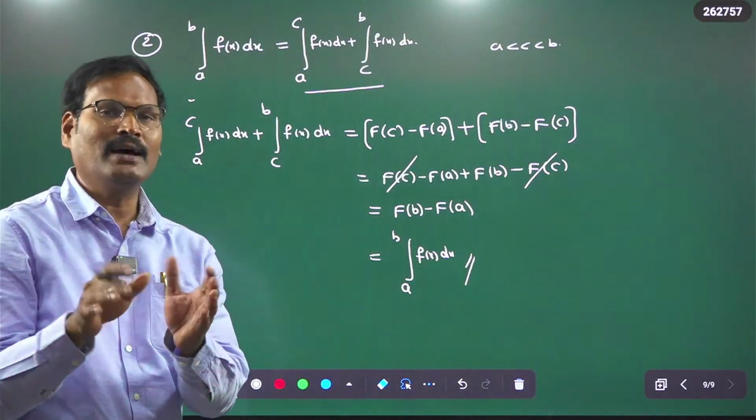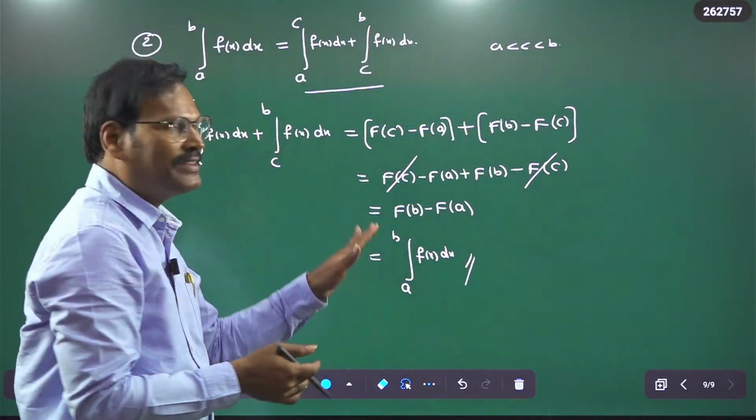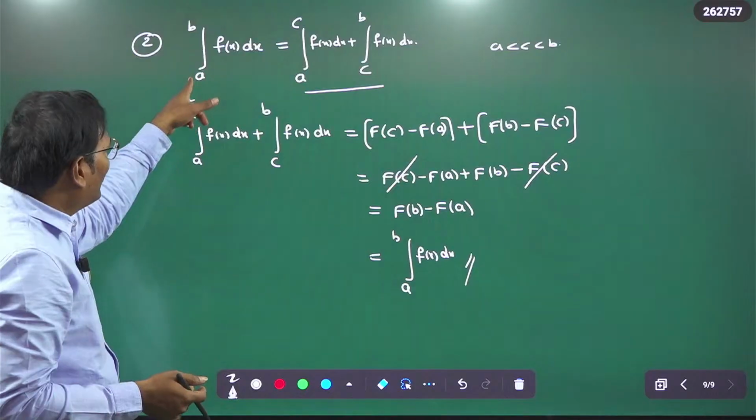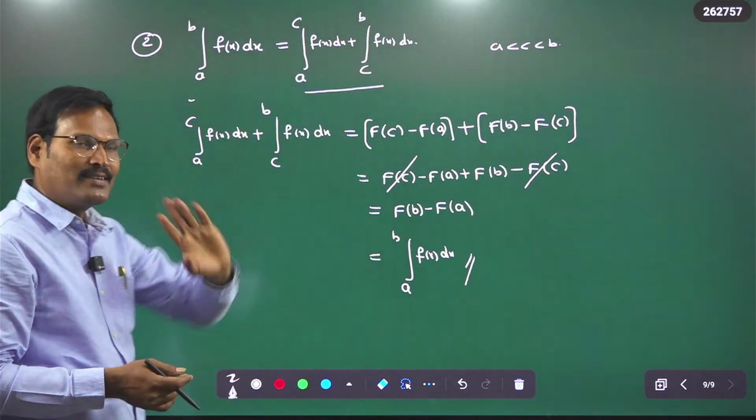So if c is any point in the given interval, we can split the integral like this: integral a to c f of x dx plus integral c to b f of x dx.